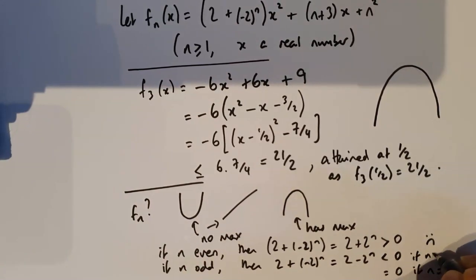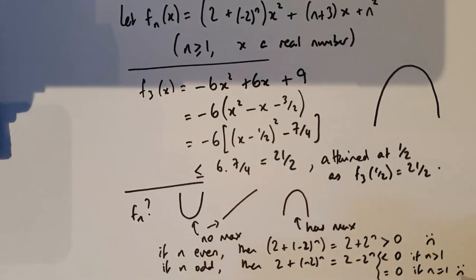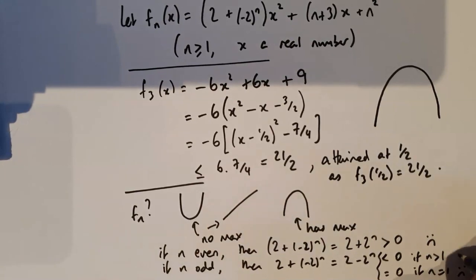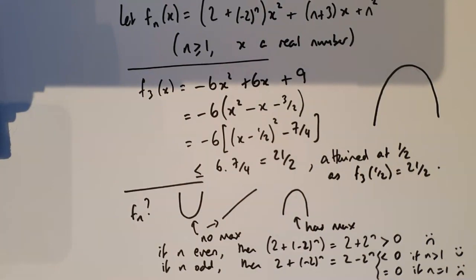So we get a negative coefficient if n is bigger than 1, and a 0 coefficient if n is equal to 1. And remember, we didn't want a 0 coefficient because that gives a straight line with no maximum. So what we discover is that fn of x has a maximum value if and only if n is odd and bigger than 1.